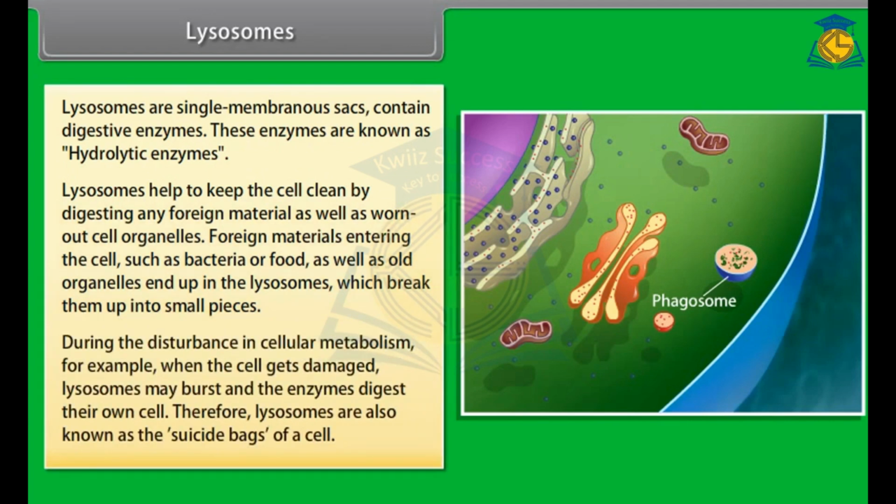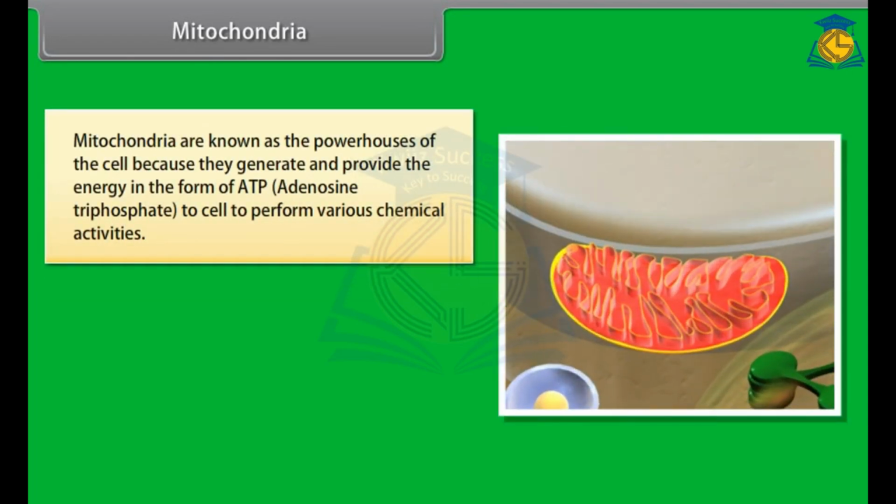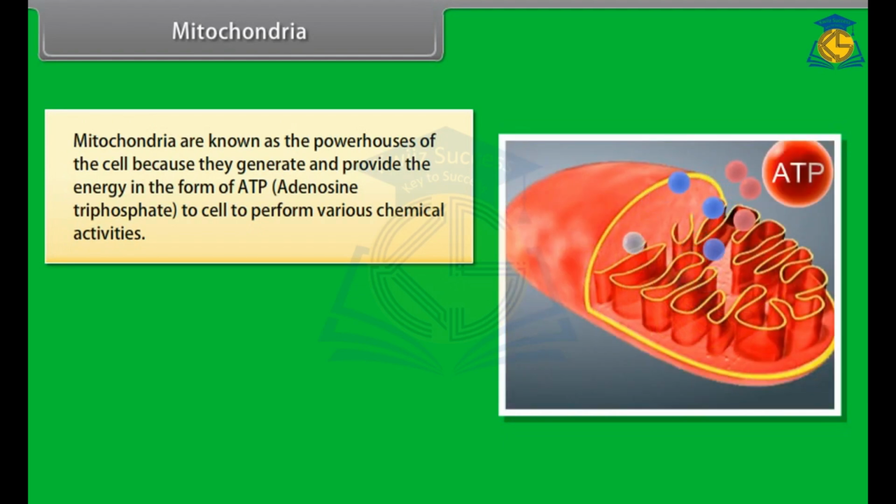During the disturbance in cellular metabolism, for example, when the cell gets damaged, lysosomes may burst and the enzymes digest their own cell. Therefore, lysosomes are also known as the suicide bags of a cell. Mitochondria. Mitochondria are known as the powerhouses of the cell because they generate and provide the energy in the form of ATP, adenosine triphosphate, to the cell to perform various chemical activities.